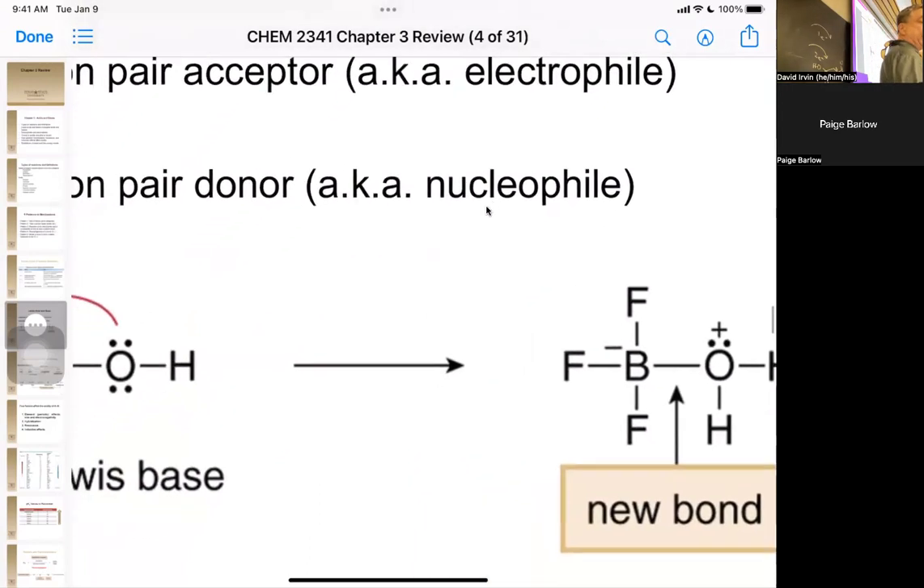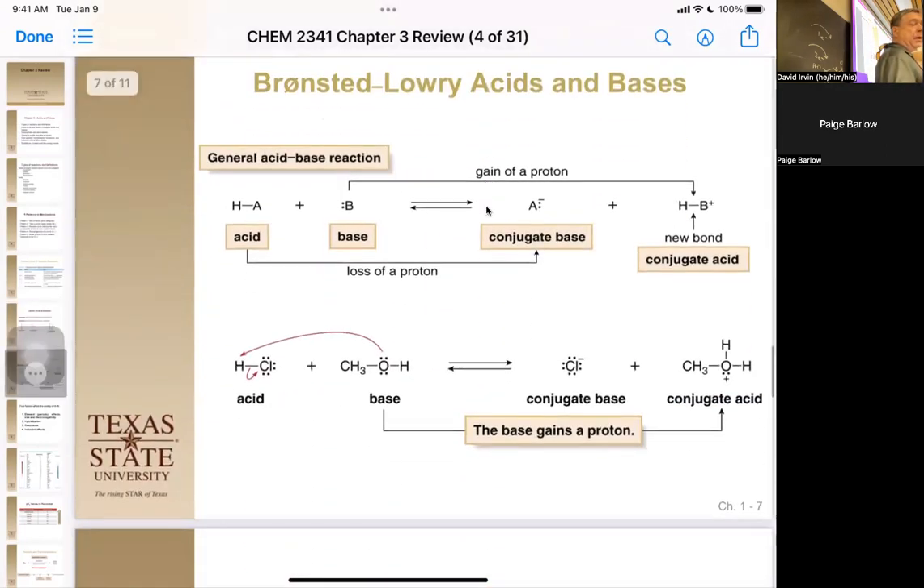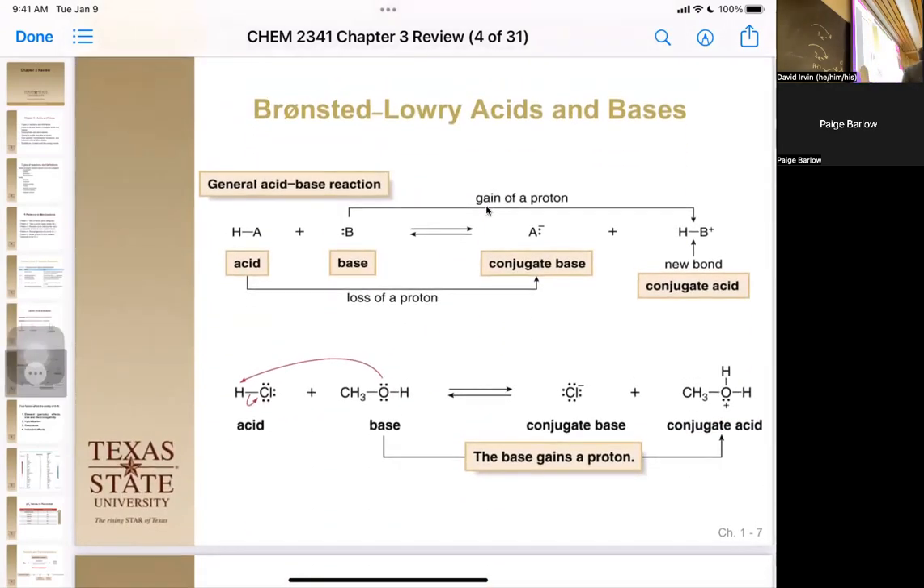Okay. So the other thing we need to know is our Bronsted-Lowry acids and bases. So if you start the reaction with an acid and a base, you're going to get a conjugate acid and conjugate base. And by looking up the acidity of the acid and the conjugate acid, you can tell which direction the equilibrium lies. The weaker the acid, the more it's going to lie to that product, okay?